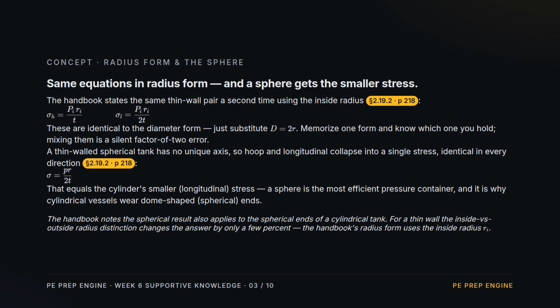The handbook writes the same pair a second time in radius form. PR over T for hoop, PR over 2T for longitudinal, using the inside radius. Identical equations, since diameter is twice radius. Memorize one form and know which one you hold. A sphere has no unique axis, so hoop and longitudinal collapse into a single stress, PR over 2T, the same in every direction. That matches the cylinder's smaller stress. A sphere is the most efficient pressure container, which is why cylindrical vessels get dome-shaped ends.